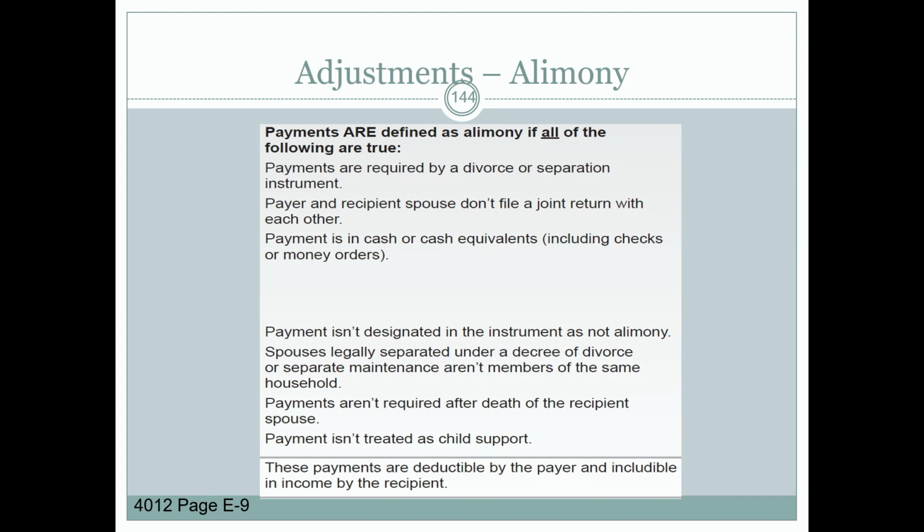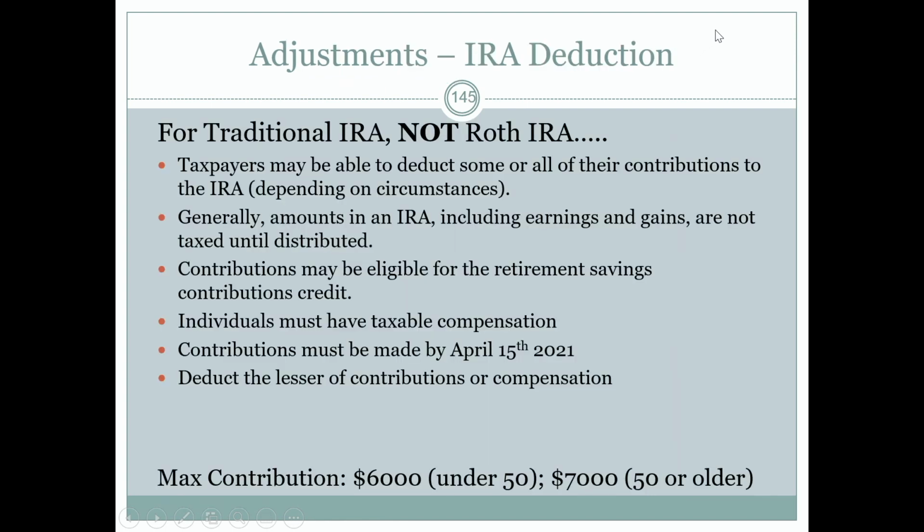support. Now, these payments are deductible by the payer, but they have to be included in income, which I'm sure you've already discussed, by the recipient. That's why you have on line 18B a place to enter the recipient's Social Security number.